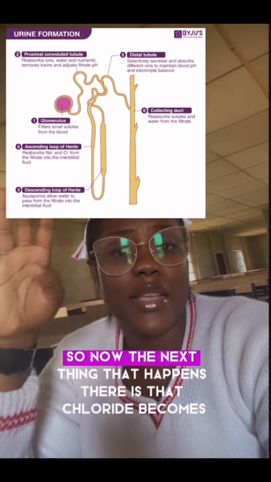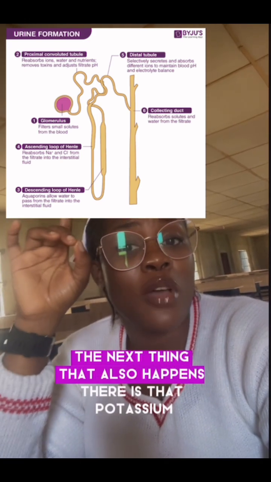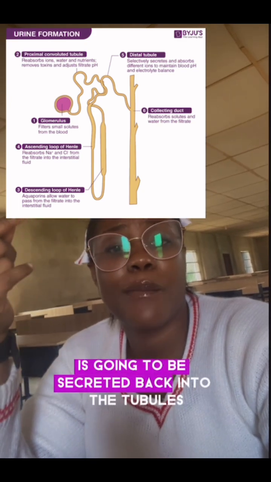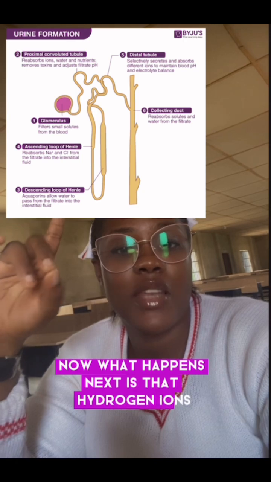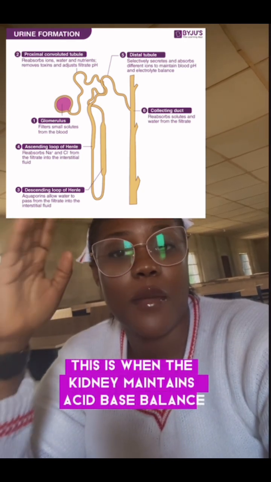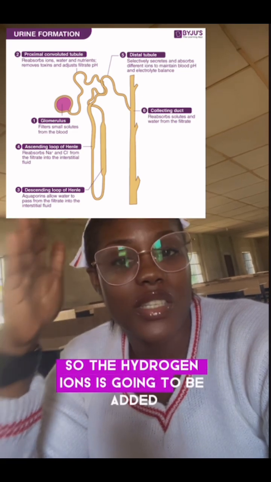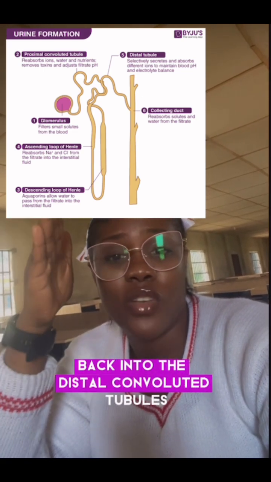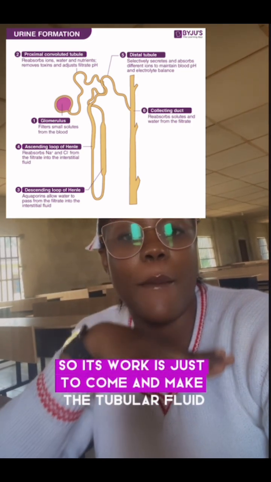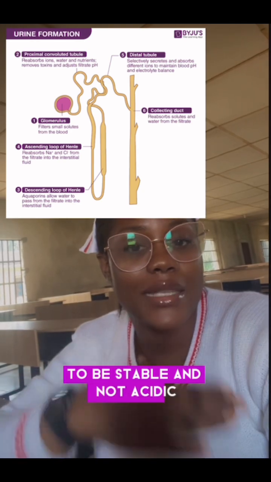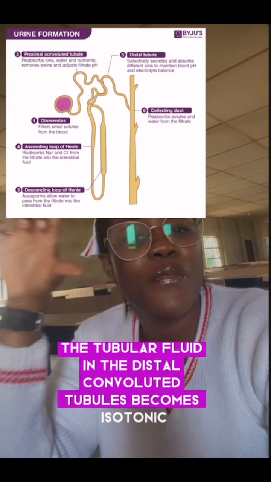So now the next thing that happens there is that chloride becomes passively reabsorbed. The next thing that also happens there is that potassium is going to be secreted back into the tubules in place of the sodium. Now, what happens next is that hydrogen ions, this is when the kidney maintains acid-base balance. It primarily takes place in these distal convoluted tubules. So the hydrogen ions is going to be added back into the distal convoluted tubules depending on the acidity of the tubular fluid. So its work is just to come and make the tubular fluid to be stable and not acidic. So now, once all this happens, the tubular fluid in the distal convoluted tubules becomes isotonic.